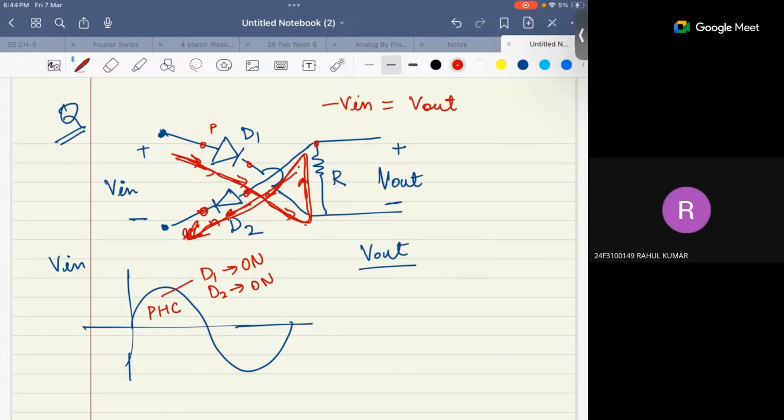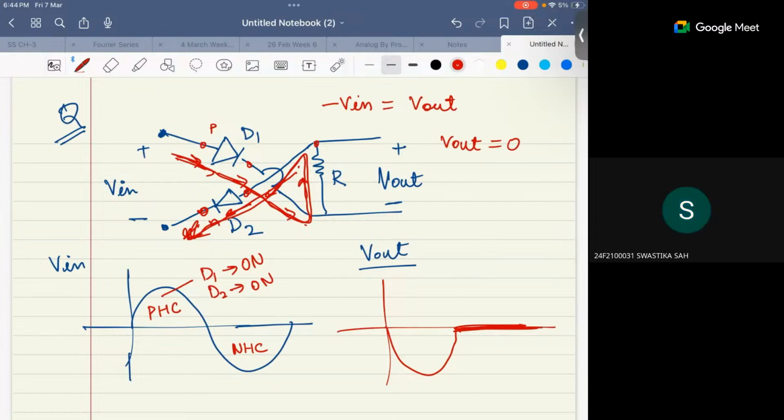Yes, sir. Correct? Is it clear to everyone? Yes, sir. What about the negative half cycle? Both will be in reverse bias. That means V output will be 0. So what will be the output? It will go something like that and then 0. Is it clear to everyone? Yes, sir. Is this question clear? Okay.